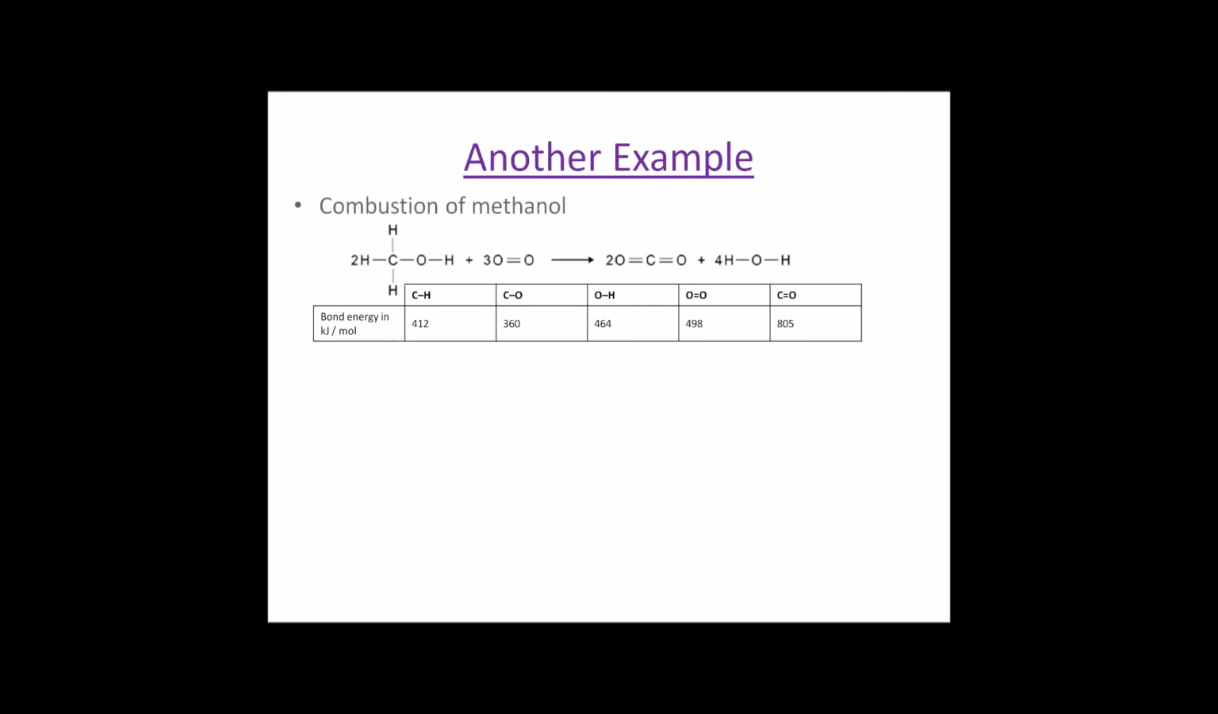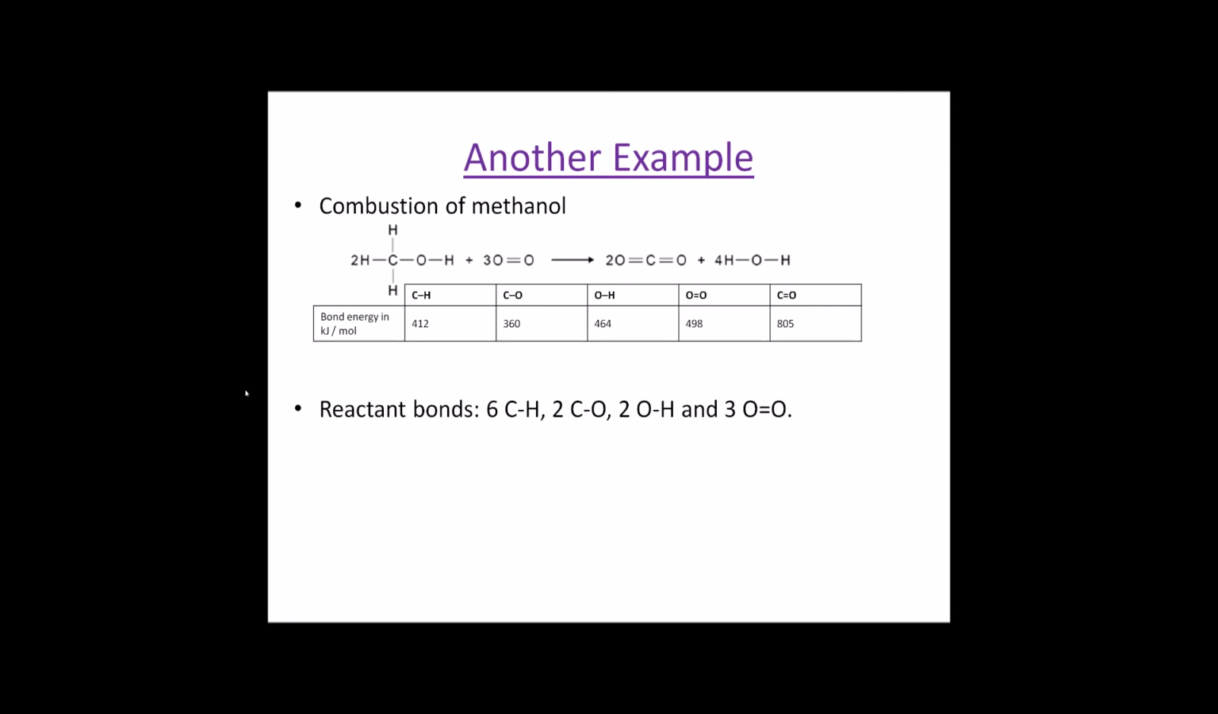Okay, another example. This is one that I've seen in an exam before. It's combustion of methanol, or well, actually they use it in a different example, but it's combustion of methanol. We'll keep it simple. So here in the question they have given us the displayed formulas, and you will notice it says 2 of this molecule, 3 oxygens, 2 carbon dioxides and 4 waters, and then we get given the bond energies in kilojoules per mole rather than the bond enthalpies. It's the same thing, just a different word.